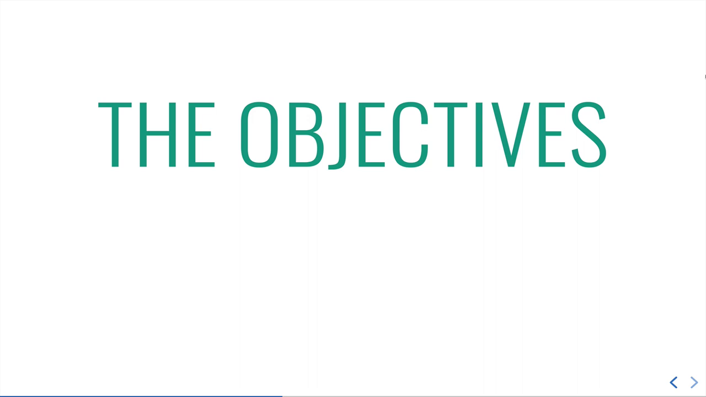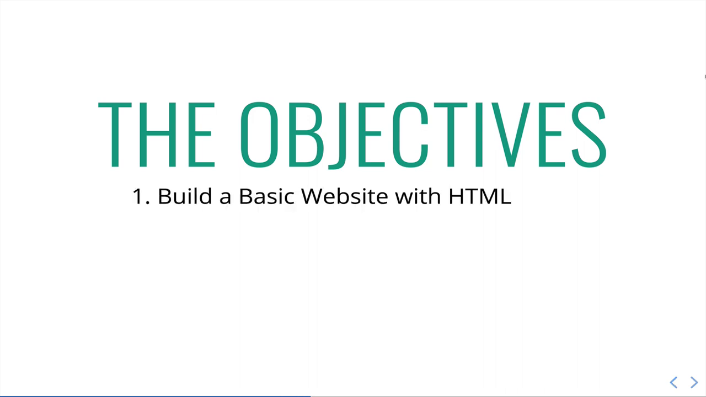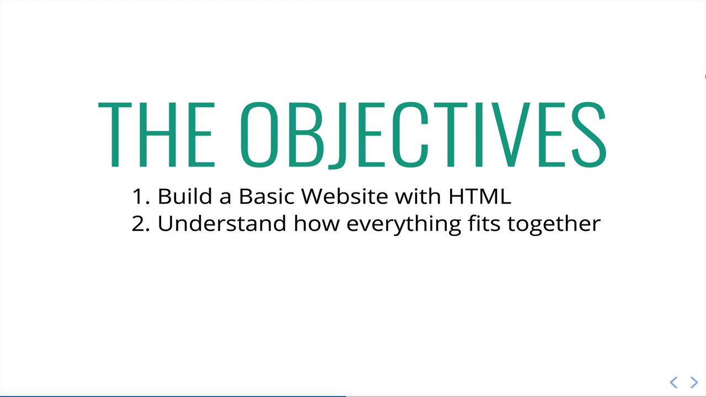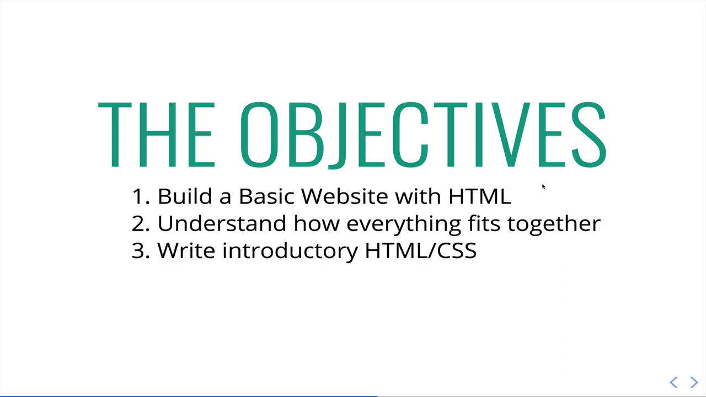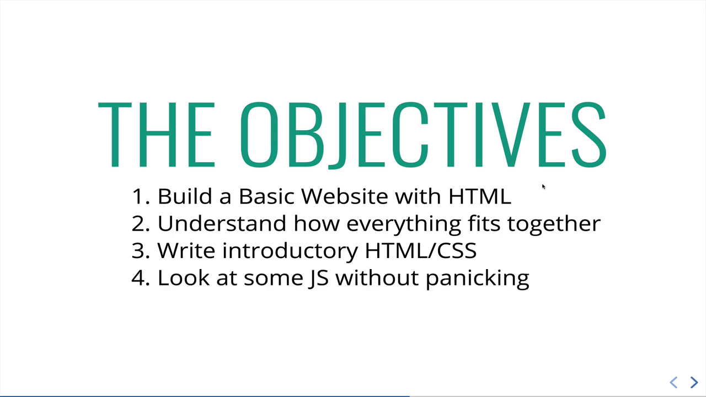With that said, the objective of this course is not to make you a JavaScript expert. The goals are to build a basic website with HTML, CSS, and JavaScript. I swear I had that on the slides. It only says HTML, but it's supposed to be with all three. Then we want to understand how everything fits together. We want to write introductory HTML and CSS. We want to look at some JavaScript without panicking. So you will write some JavaScript, but you may not understand every single component of it. It's more big picture JavaScript, let's put it that way.